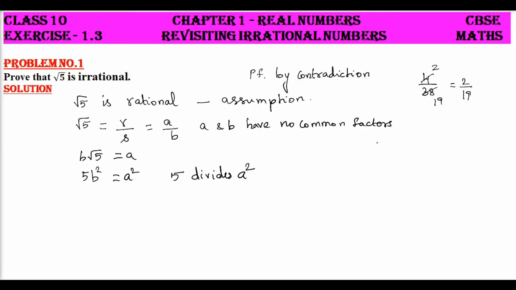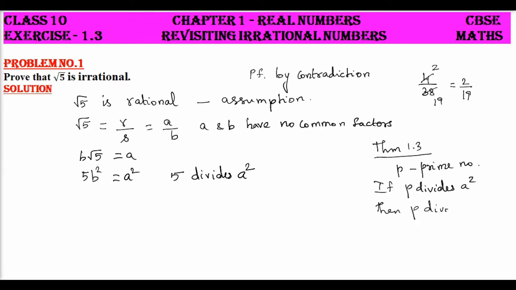Okay, now we have Theorem 1.3, which states that let p be a prime number, and if p divides a square, then p divides a. This is my statement, where a is any integer. Now you see, 5 divides a square. So I will get 5 divides a using my statement 1.3.